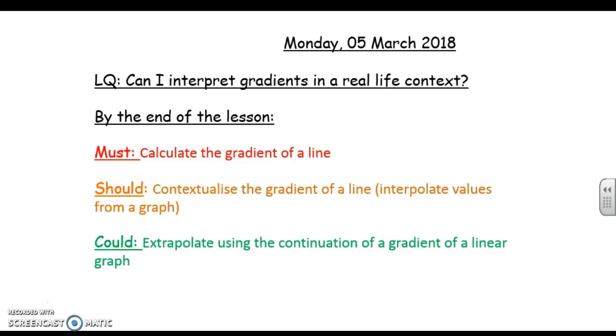So this should cover how to calculate the gradient from a line, but also it's going to talk about how do we interpret gradients. So we're going to leave calculating gradients from points until I get back.